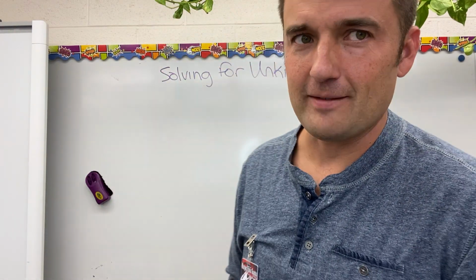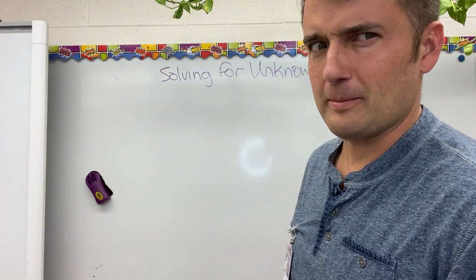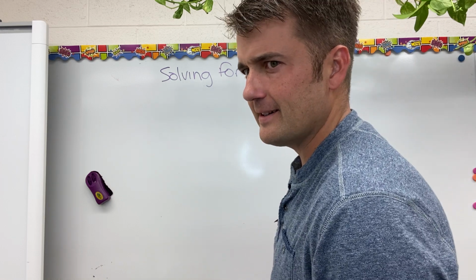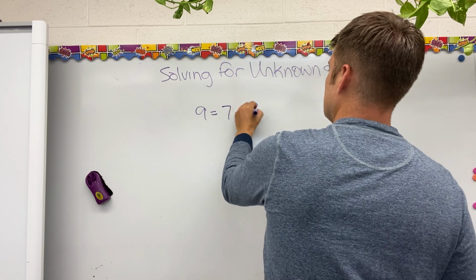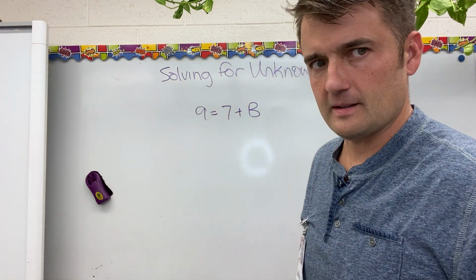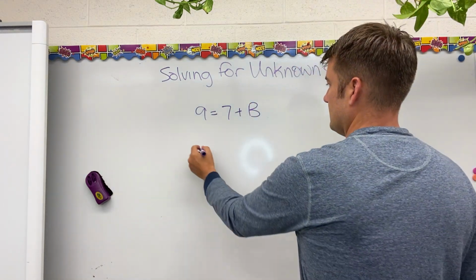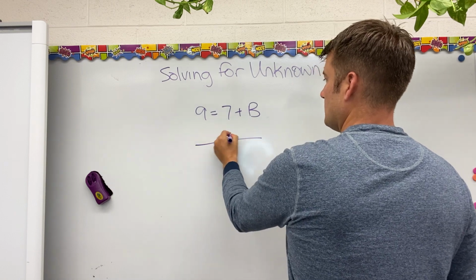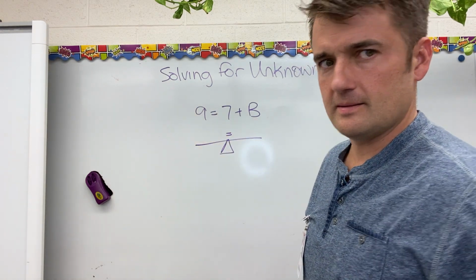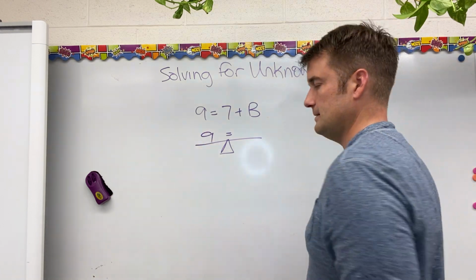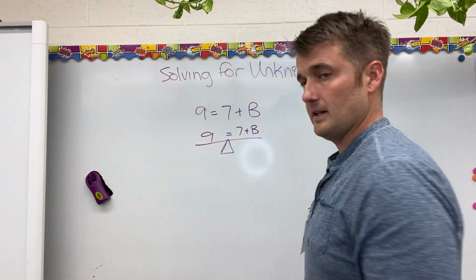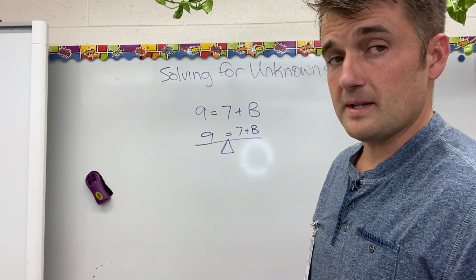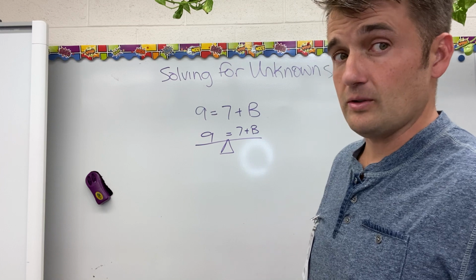Okay, here we go. 9 equals 7 plus b. More numbers than letters, that's good. 9 equals 7 plus b. Okay, let's go back to the seesaw first, right? Here's my equal sign. It has to balance out. 9 on one side, 7 plus b on the other side. Okay, they have to be the same. They have to have the same value.